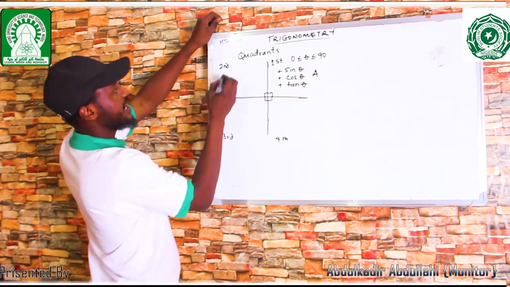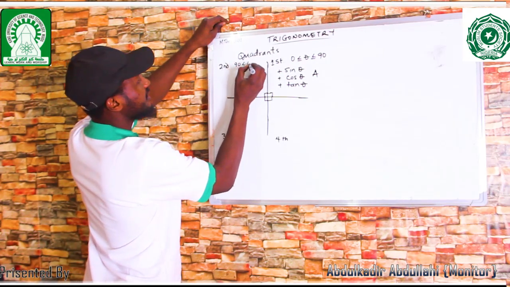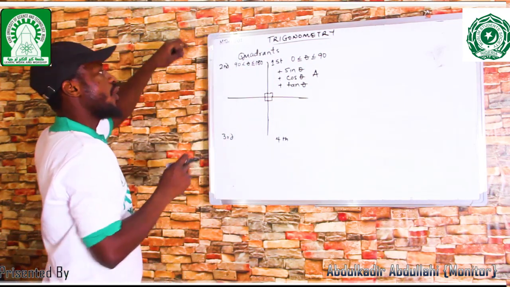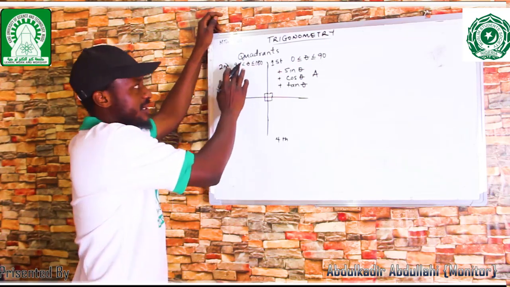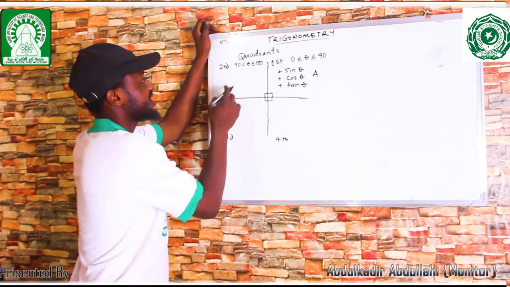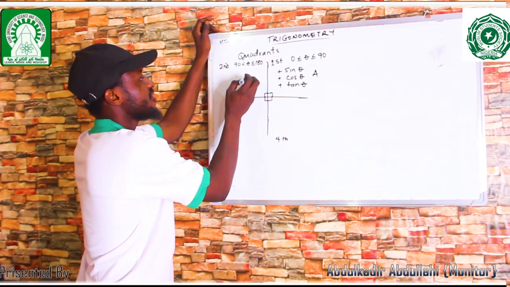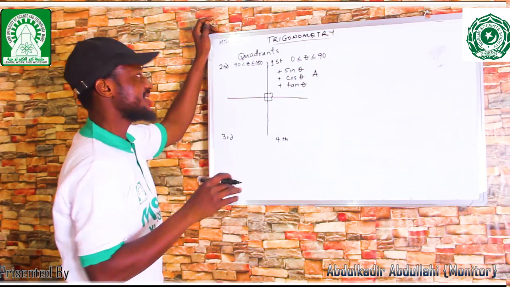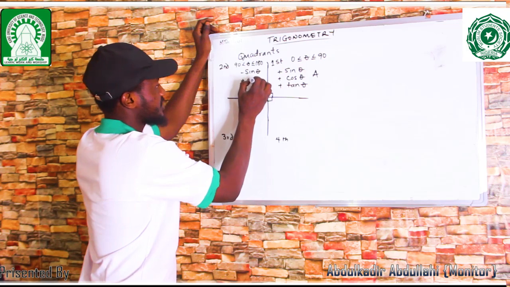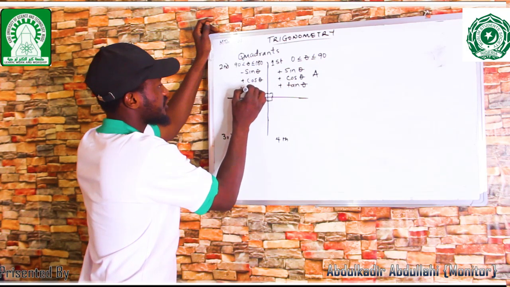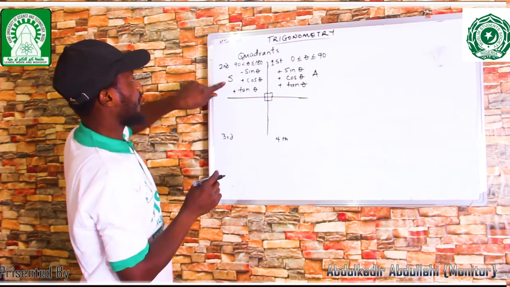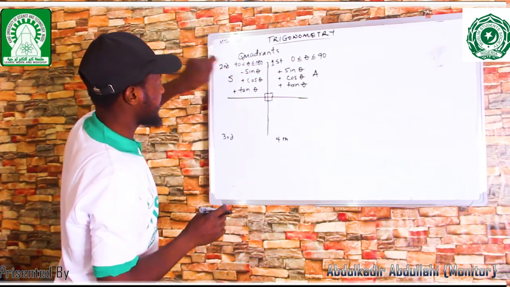Now the second quadrant lies from 90 to 180. All the numbers that are more than 90 but less than 180 are in the second quadrant. And in the second quadrant, all the trigonometric ratios are positive except sine. Sine is only negative in the second quadrant, but cos is positive. Tan is also positive. That's why we call it S. S stands for only sine negative.